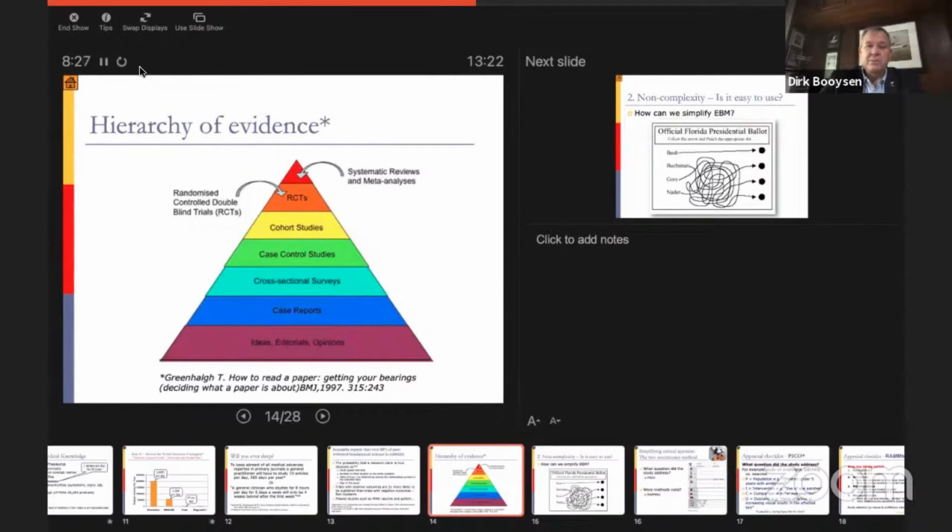The next thing that's important is to find out which type of journal articles to look at. So if you look at this pyramid, you can see at the top of the pile is systematic reviews and meta-analysis. That gives you the best information. Below that are randomized controls and double-blind trials, and then it drops down to the bottom here, which is ideas, editorials, and opinions. So be selective in what you choose to read.